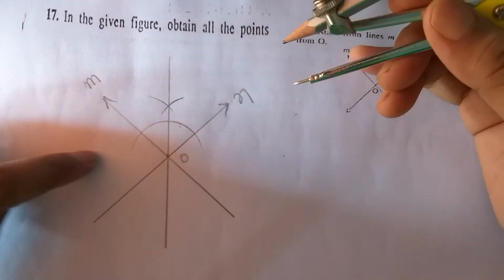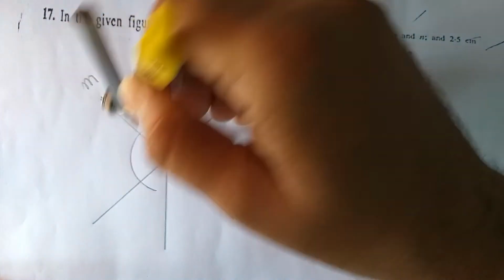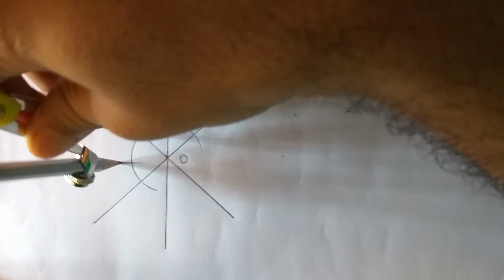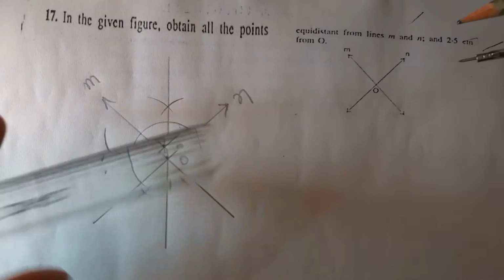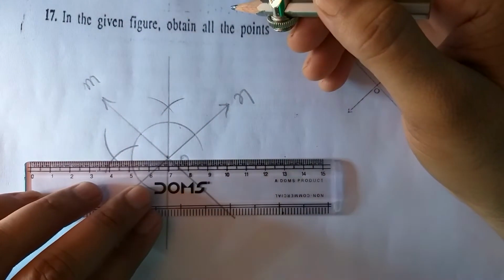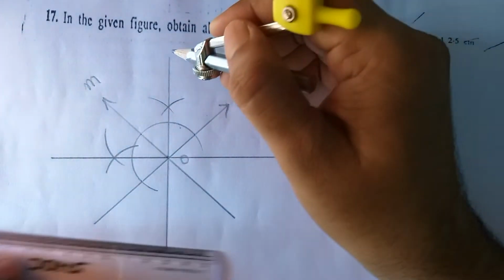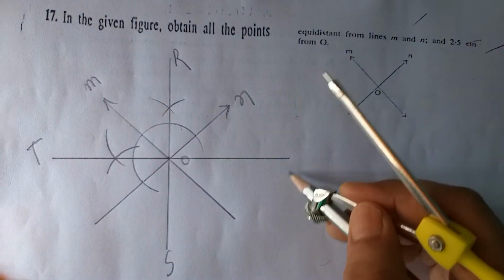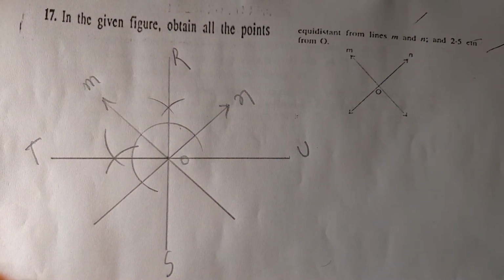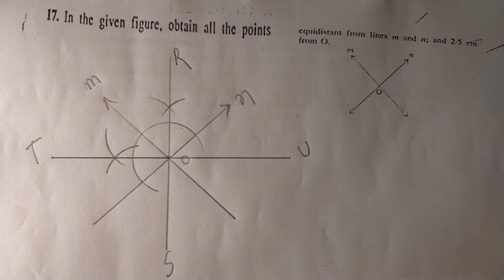Again you have to bisect this angle also, this angle. So the same way you do. This angle bisector I am drawing. Now join these two also. So this let's say RS and TU are the bisectors. So we have to find the points equidistant from M and N and 2.5 centimeter from O.